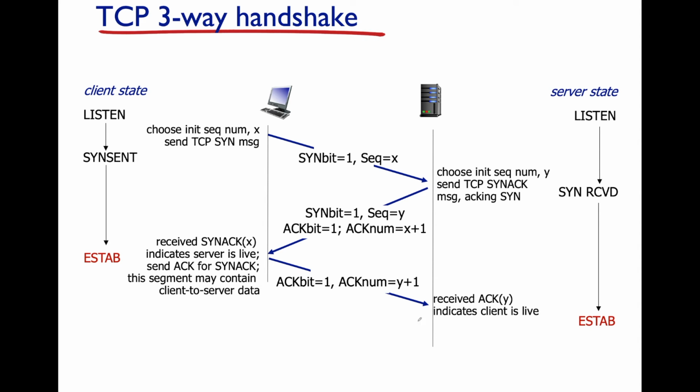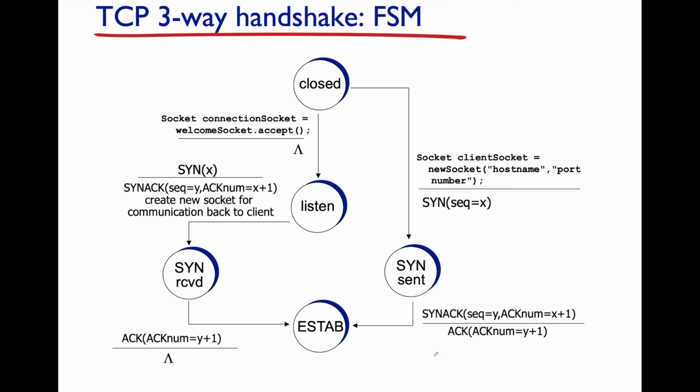And now the communication is guaranteed. You don't have this half-open communication issue. All right. So let's look at a finite state machine. In this finite state machine, it describes the sequence of events that occurs on the server side, that's the path on the left-hand side, and the client side, that's the path on the right-hand side.